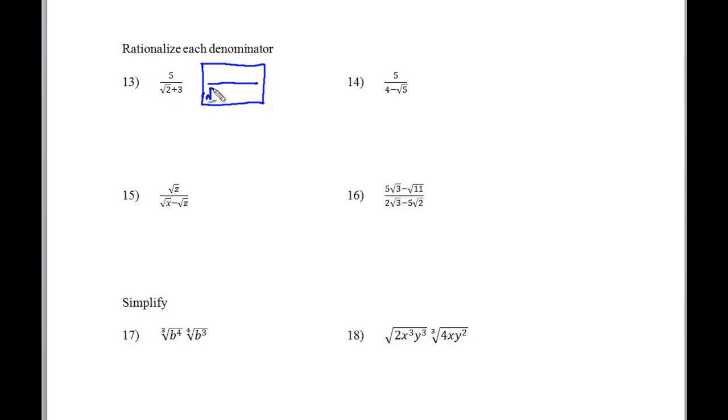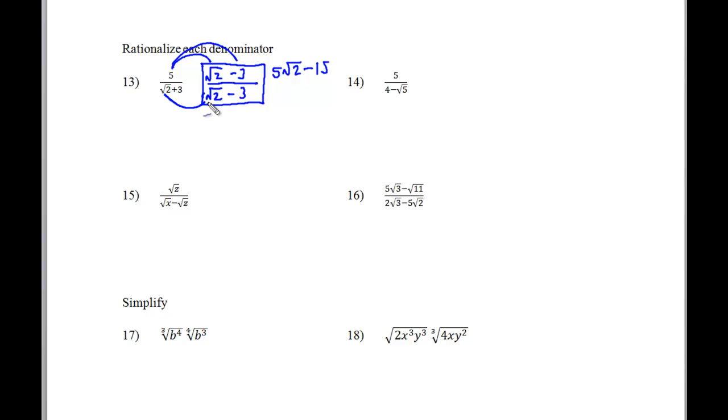Well, if we take the square root of 2 minus 3, square root of 2 minus 3, this is going to be a way to get rid of the square roots in the denominator. Now, our numerator is pretty straightforward, and that is going to be 5 square roots of 2 minus 15. Now, our denominator has to be FOILed.